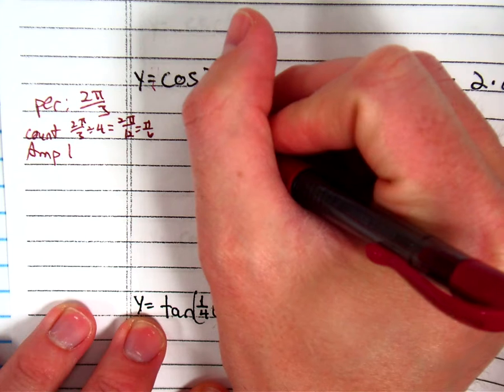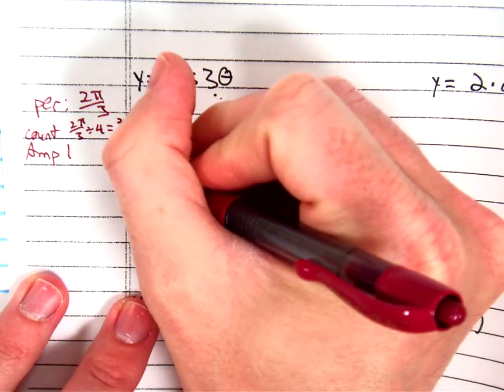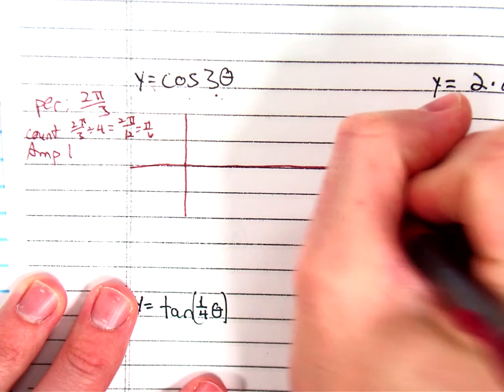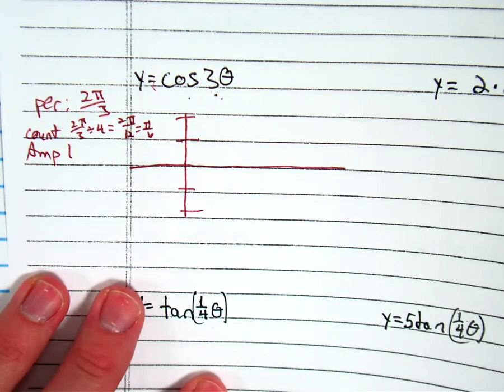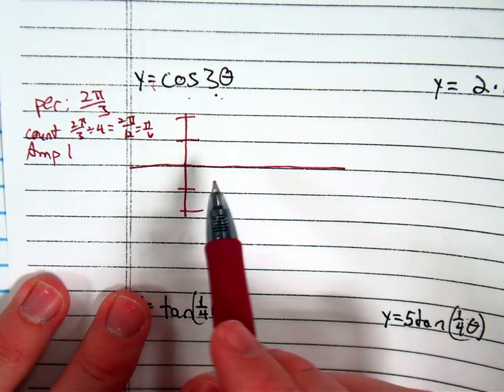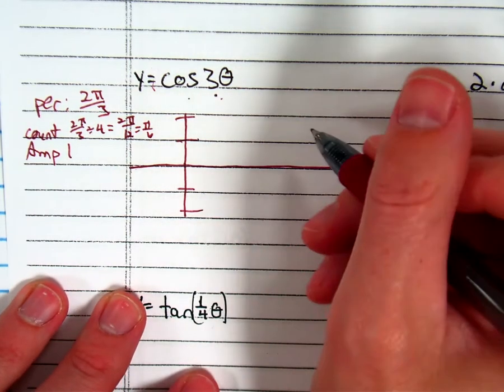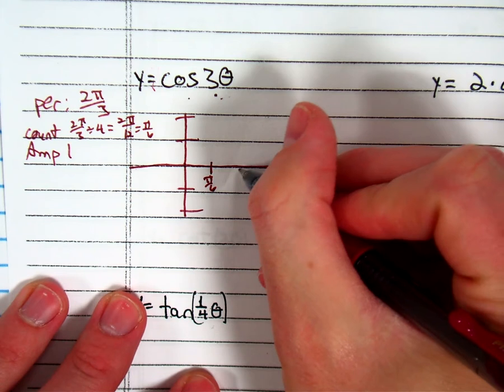So let's see, what do I have here? I've got 1, 2, 1, 2. So this is the early stuff where the midline is just your x-axis. Okay, and we're not shifted left or right at all. Pretty easy stuff. So just count by pi over 6. So we got 1 pi over 6, 2 pi over 6.